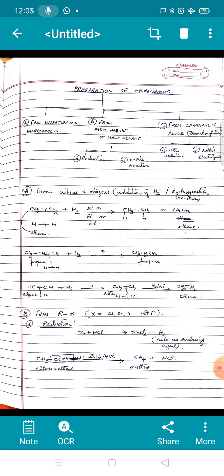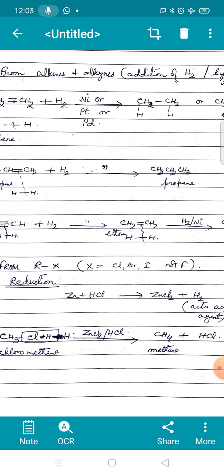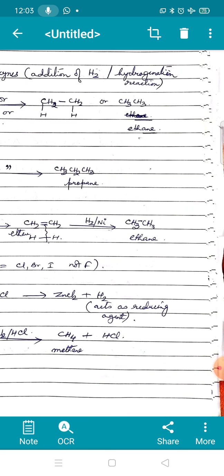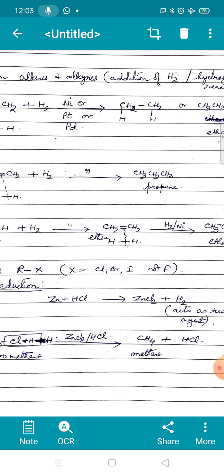So CH3Cl, which is chloromethane, when treated with zinc and HCl, which generates hydrogen, you can see you are allowed to draw boxes in the chemical reactions of organic, and what you get is methane. So the speciality of this reaction is that as many carbons as you have in the reactant, that many carbons you have in the product.